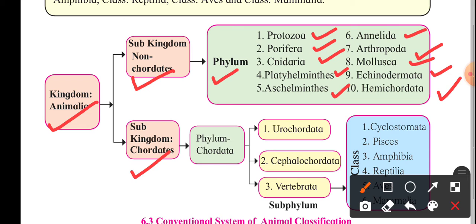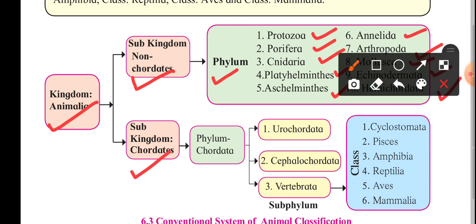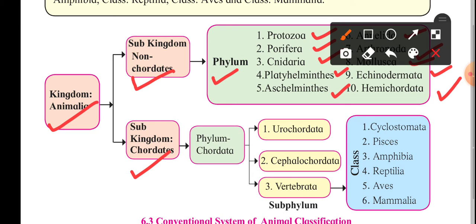On the other hand, when we talk about the chordates, it is classified as the phylum Chordata, the single phylum we have. But that is further classified into subphyla in three categories, that is Urochordata, Cephalochordata, and Vertebrata. And the Vertebrata is further classified into six classes, that is Cyclostomata, Pisces, Amphibia, Reptilia, Aves, and Mammalia.